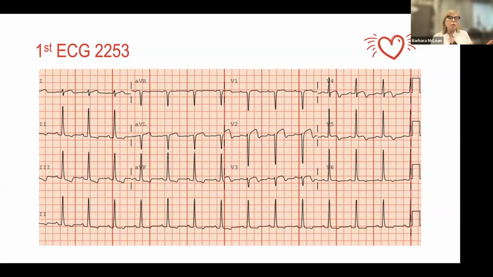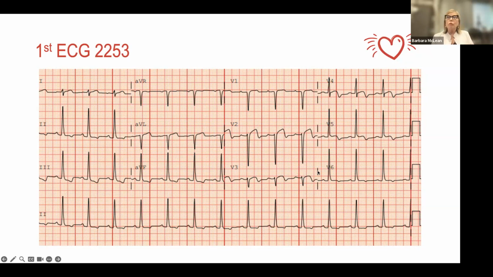Both your ventricles should depolarize in less than 0.10 seconds. That's 2.5 boxes. And indeed, he depolarizes in less than 2.5 boxes. So I'm ruling out bundle branch block. So now I'm saying, okay, he's got a right axis deviation. He does not have a right bundle branch block. He does not have a left bundle branch block.